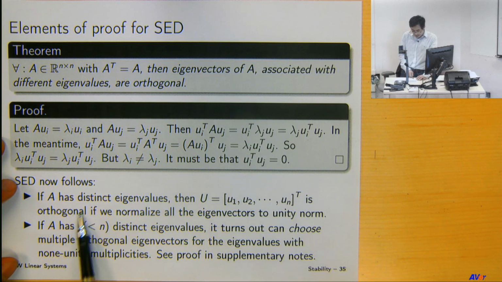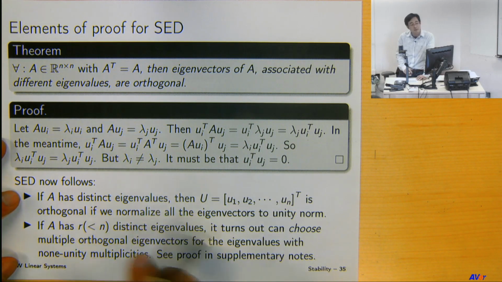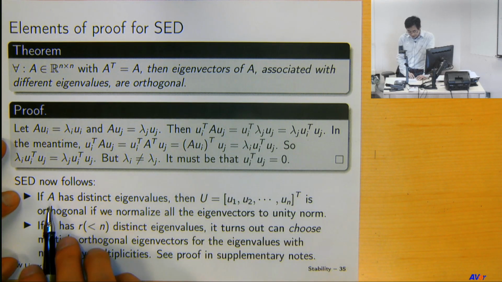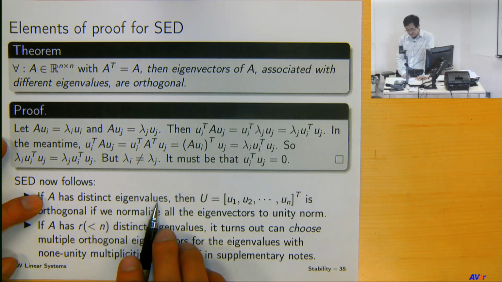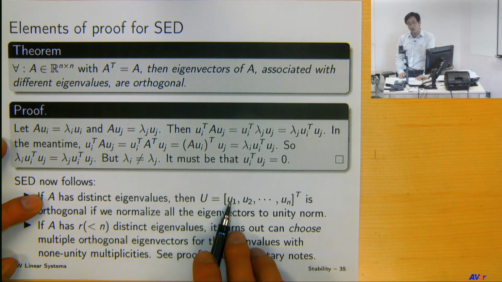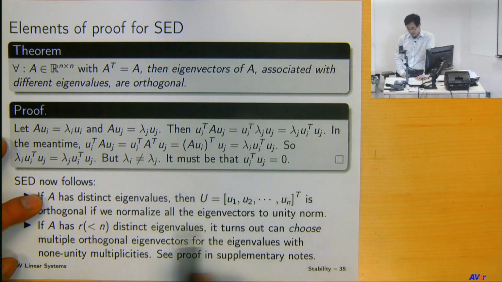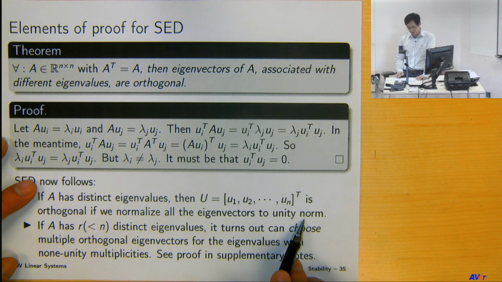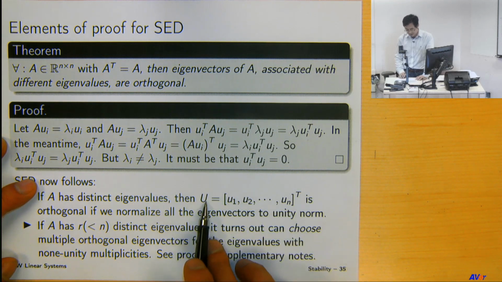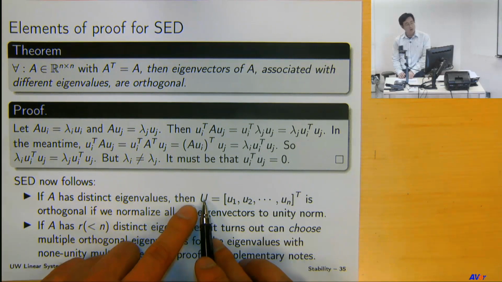So therefore, the symmetric eigenvalue decomposition can be very quickly constructed. If A has all these distinct eigenvalues, then all these eigenvectors are orthogonal to each other. Then normalize them so that all the eigenvectors have unit norm. Then you get an orthogonal matrix.